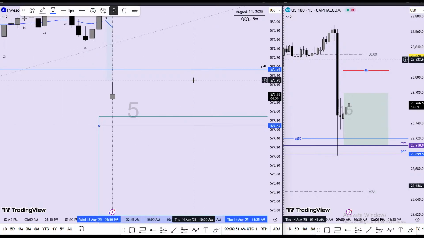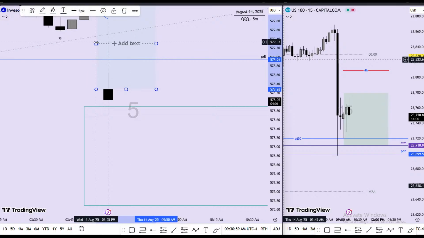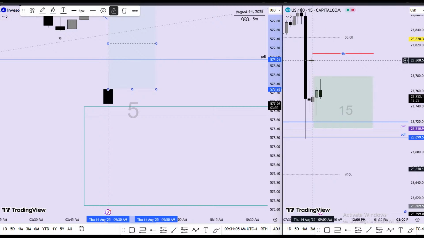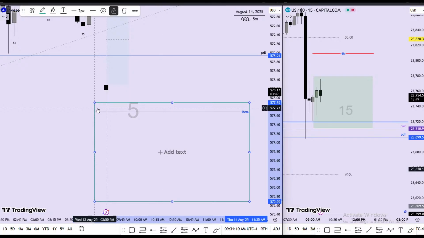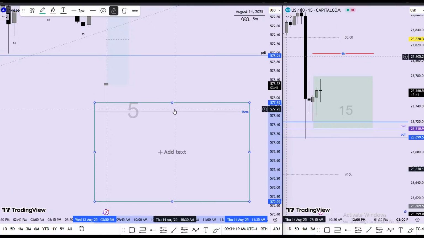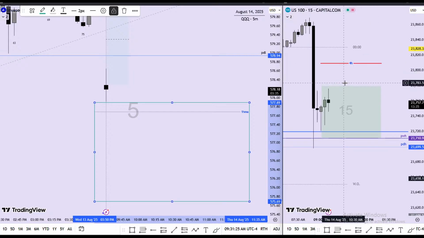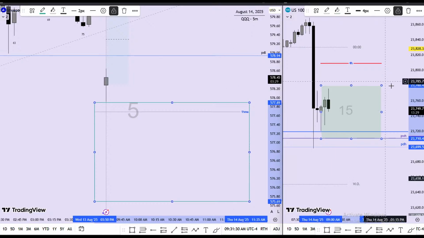So this line, 577.69, represents the 20 period moving average on the hourly. Since we are very close to that, we are going to test it. We are going to test this box overall and this hourly MA along with this box. This is on the QQQs. On electronic trading hours, this is the box that I'm referring to. They both are somewhat different, but still the range is the same.